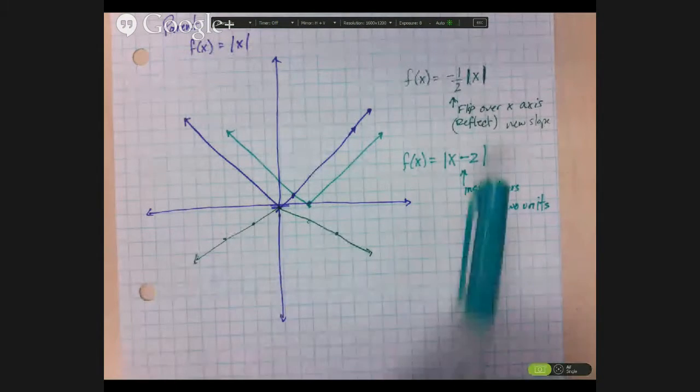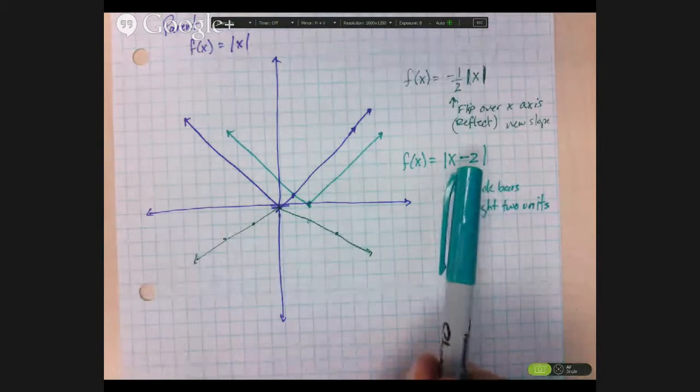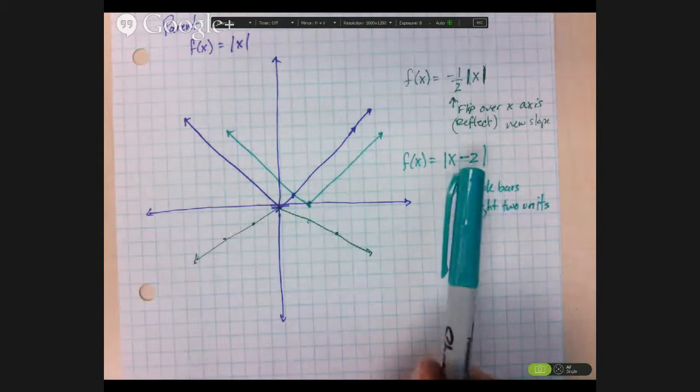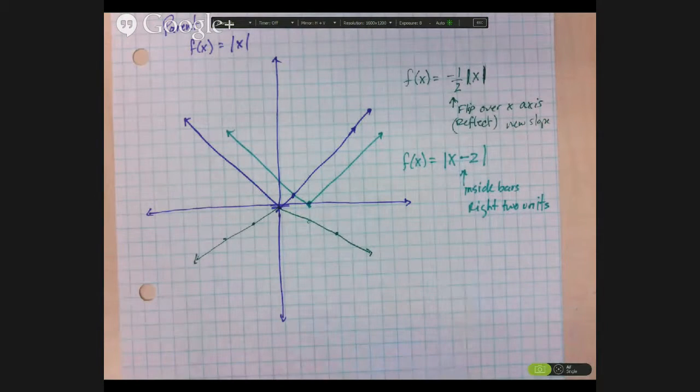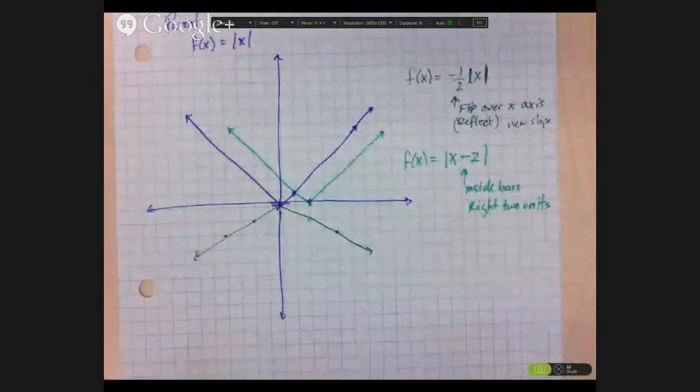Be careful on that, because it's the opposite of what it shows. If it's -2, you have to move it to the right. Okay, so inside the bars or the squared or anything of that nature. You with me still on this one?